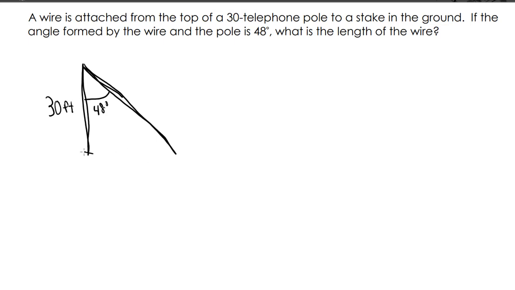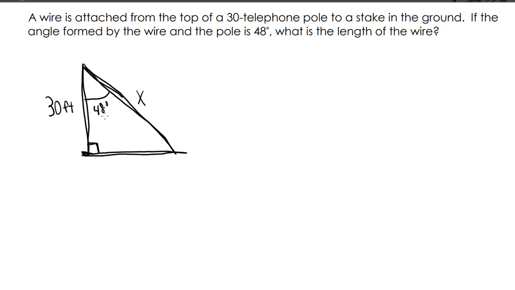Well, now let's imagine this space here is the ground, and if we draw what the ground looks like, we get a nice triangle. This is going to be our right angle because the telephone pole is vertical, and the ground is horizontal, perfectly flat. Now it's asking us the length of the wire. That's this side right here. So we can mark that as x.